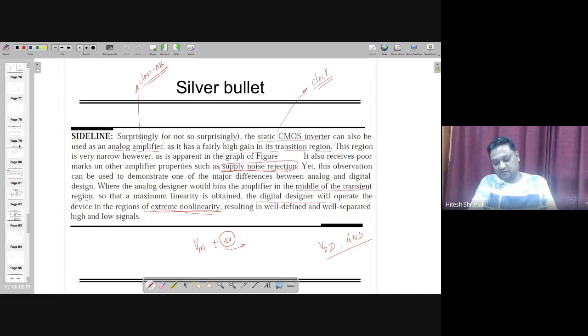I'm keeping this because of some reason: I was talking to Nandit and I realized that he had some confusion over here. There is a sentence where the analog designer would bias the amplifier in the middle of the transient region to get the maximum linearity. So analog achieves the maximum linearity and digital is achieving extreme non-linearity. His question was, look, our CMOS inverter is the one which is operated in the linear mode of operation.